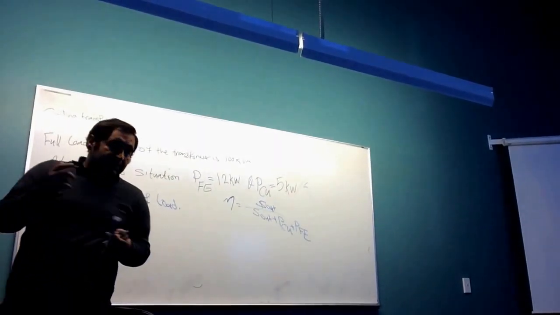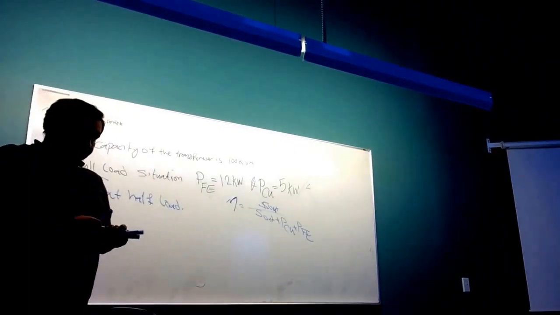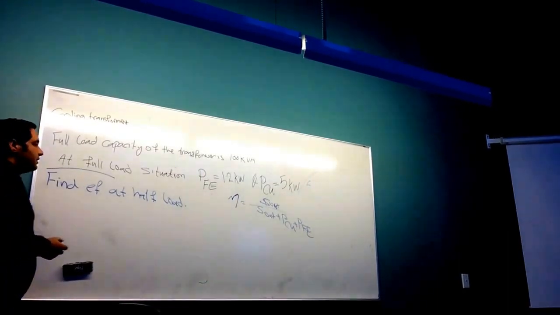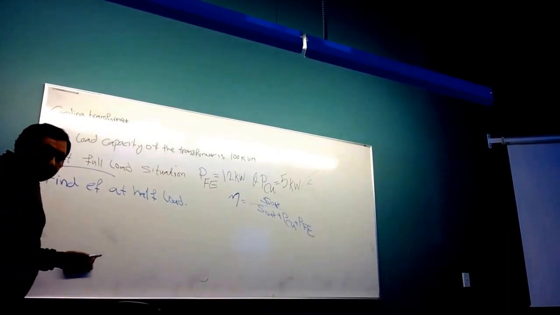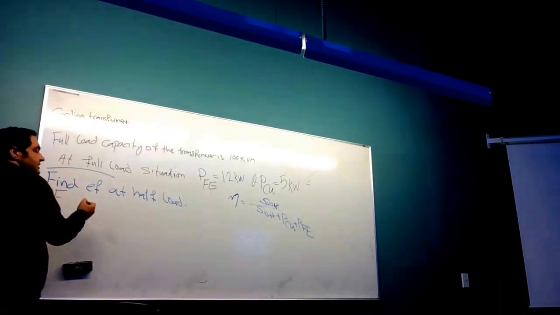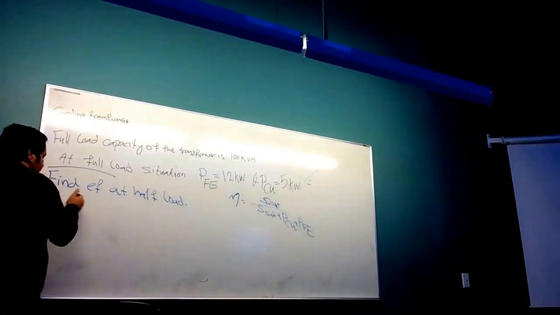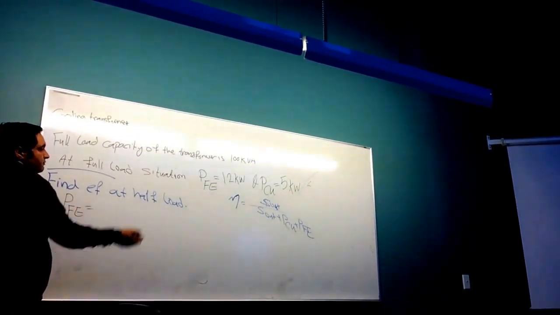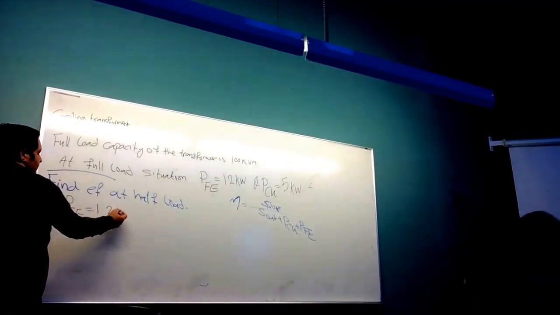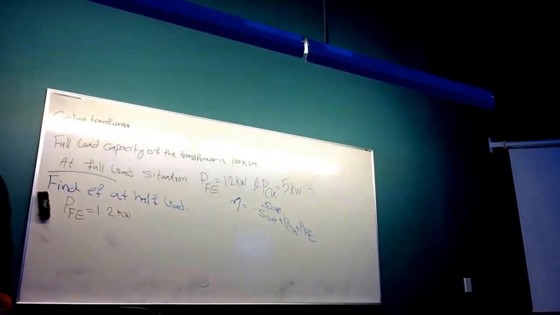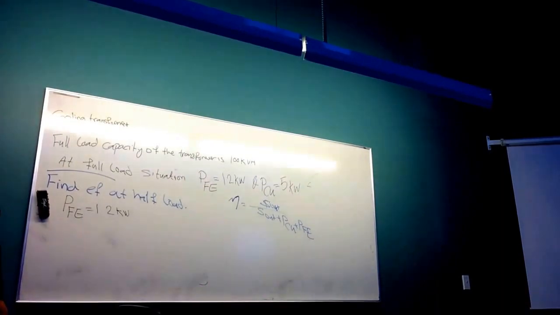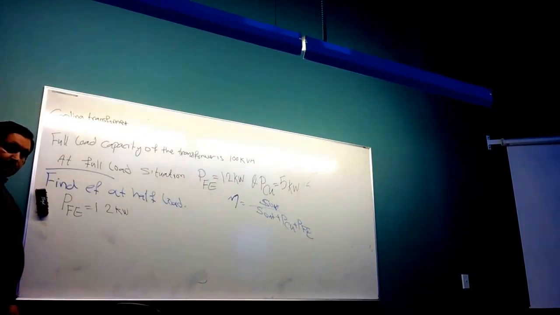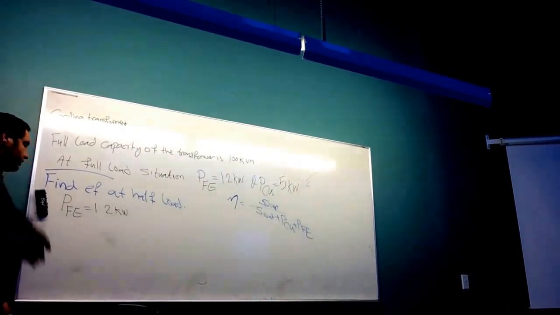But now it is half load. So if it is half load, then what's gonna happen? First of all, P_Fe stays the same, right? Because it is fixed. Equals 1.2. It's not changing. But how about P_Cu? P_Cu stays the same? No. Half? Half squared. Half squared, exactly.